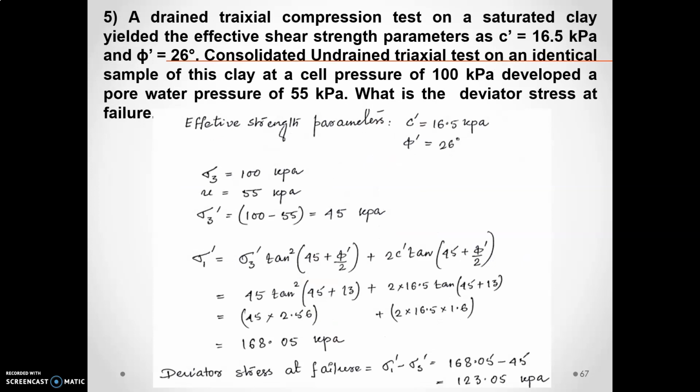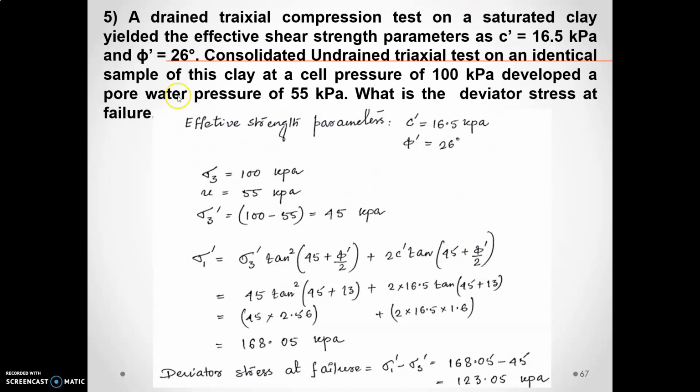Let us take one more example. A drained triaxial compression test on a saturated clay yielded the effective shear strength parameters as C dash equal to 16.5 kPa and phi dash equal to 26 degrees. A consolidated undrained triaxial test on an identical sample of this clay at a cell pressure of 100 kPa developed a pore water pressure of 55 kPa. What is the deviator stress at the failure?